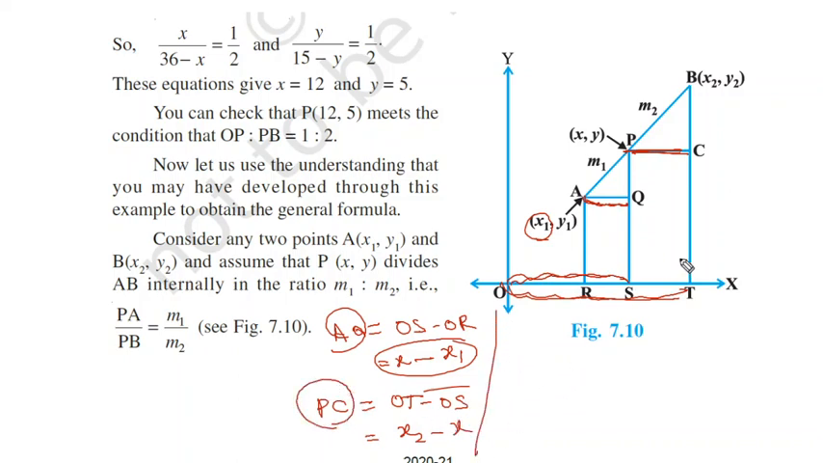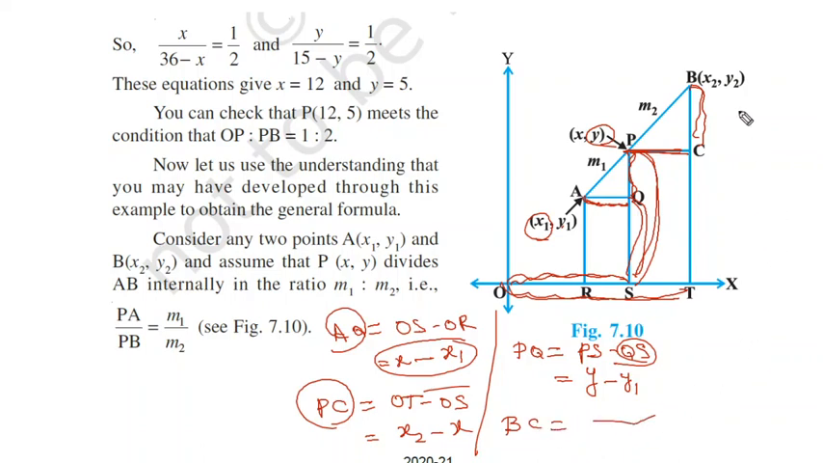Then there are two more remaining, PQ and BC. So let's find PQ. PQ will be equal to PS minus QS. The length of PS, you can clearly see, is Y. Y minus QS, you can see QS is equal to Y1. Now we have to find the length of BC.